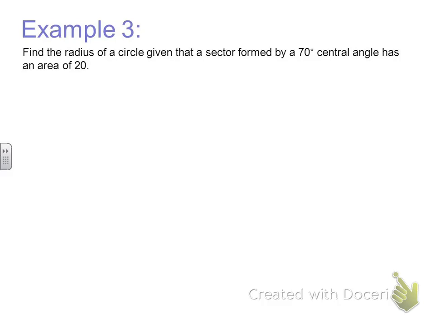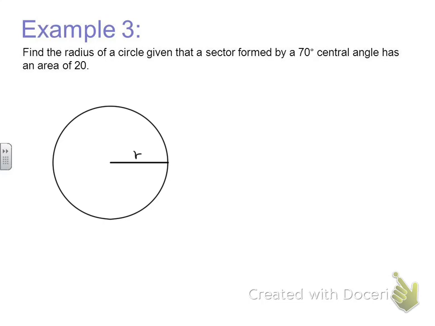Okay, so for example 3, we want to find the radius of a circle given that the sector formed by a 70-degree central angle has an area of 20. So let's draw a picture so that we can kind of see what's going on here. So I've got a circle. I am going to be looking for the radius, right? I don't know it quite yet. That's what I'm looking for.